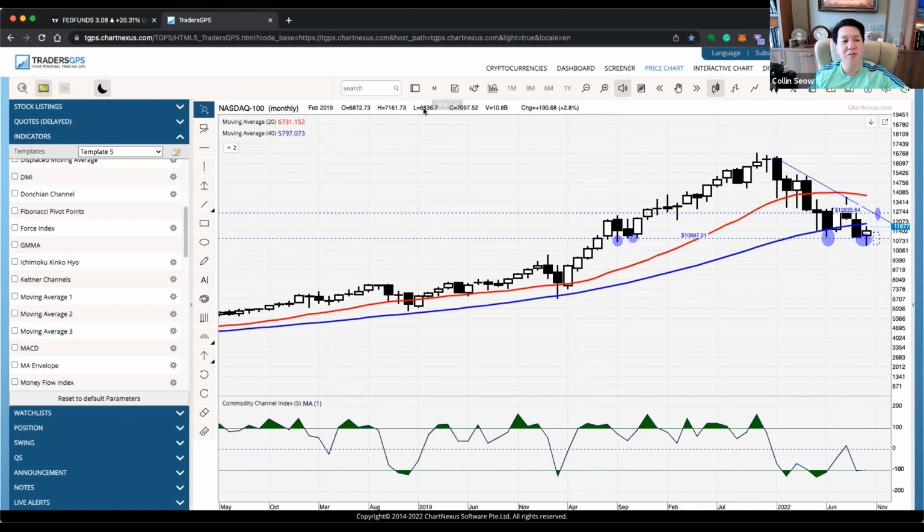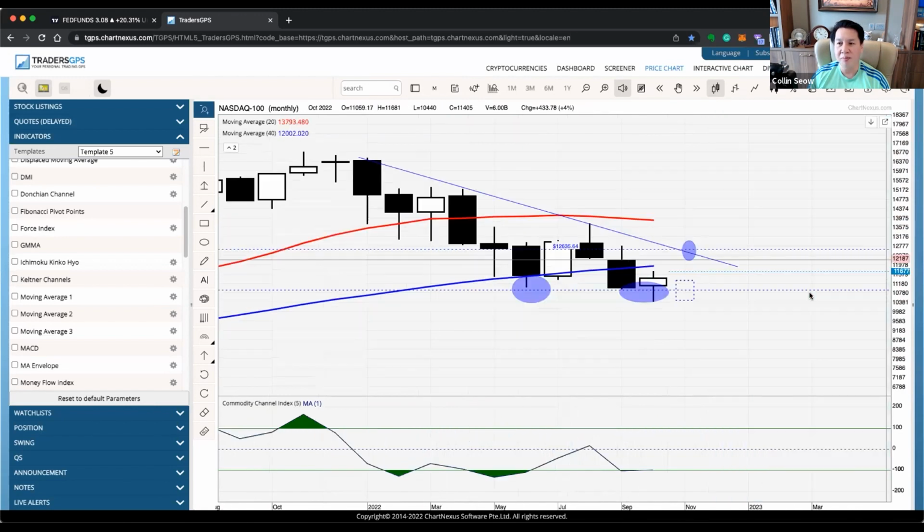Okay, so how do you define long term? So the question I want to ask myself, let's make it easy to understand. When I'm talking about a monthly chart, each candle is one month. Yes or no? Okay, each candle is one month. So if I'm looking at a monthly chart over here, each candle is one month.